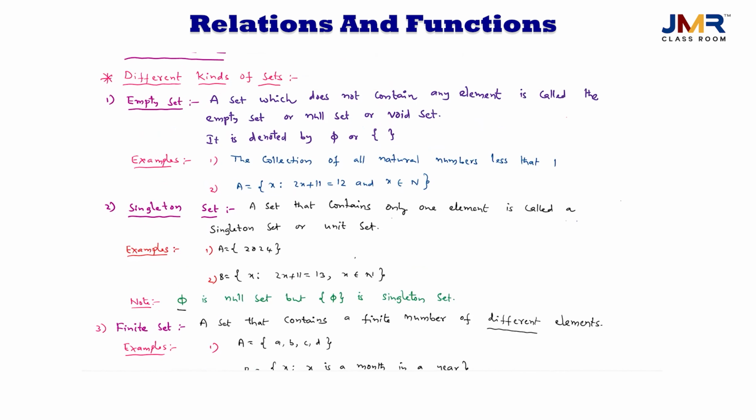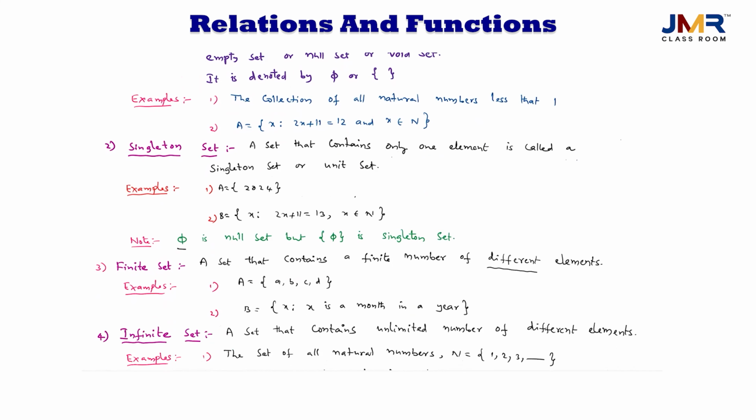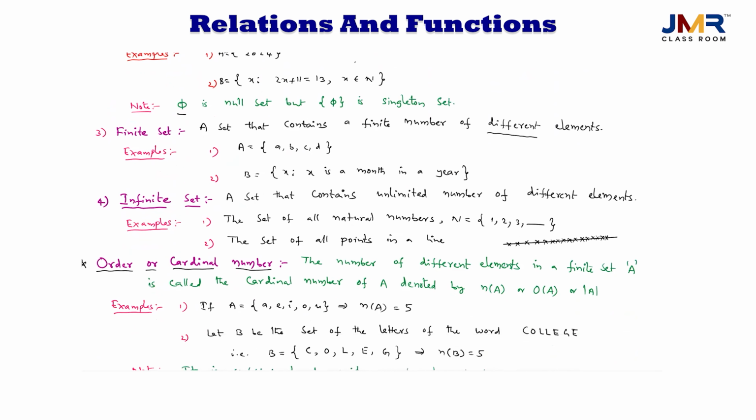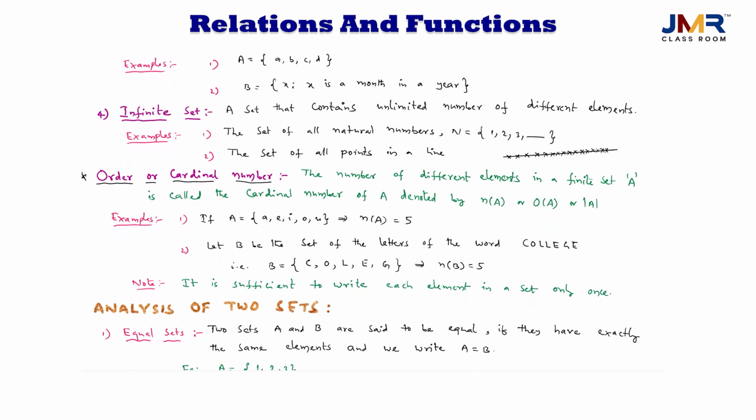First one is the empty set, a set which does not contain any element. Singleton set, only one element. Finite set, countable number of elements. Infinite set, uncountable number of elements. And order or cardinal number of a set. This is an important point. Order or cardinal number.